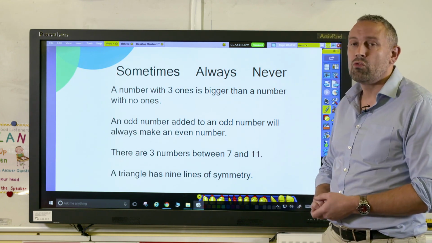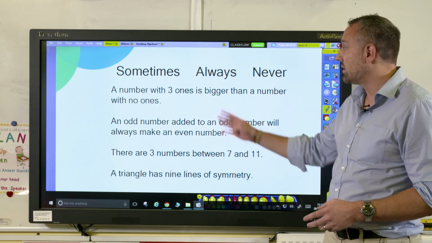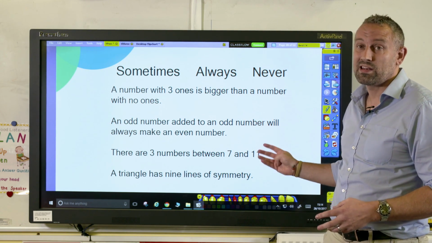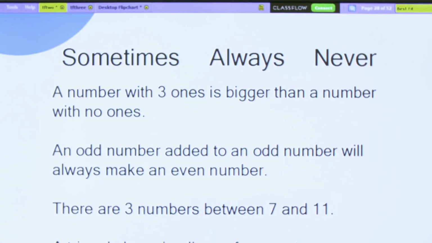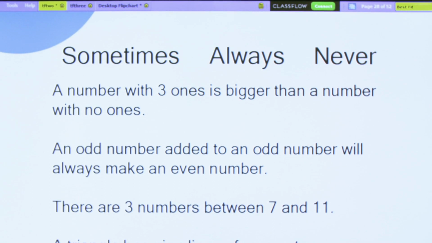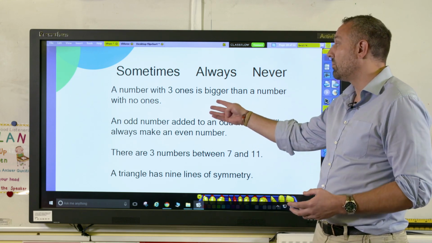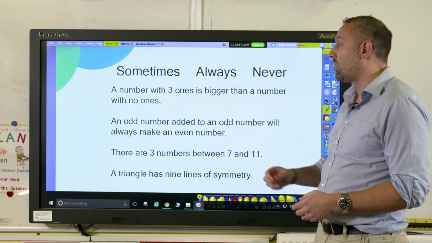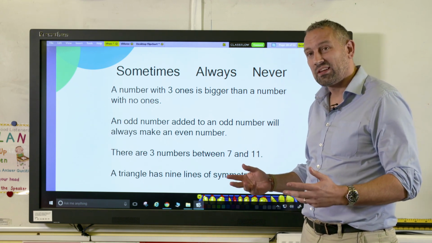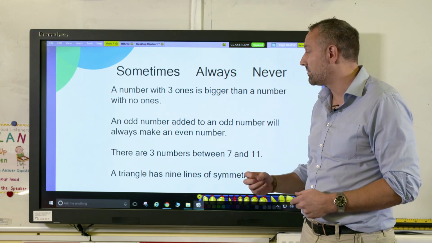This one I think is really good, and you can really push on the children here, including your more able learners. And that's the sometimes, always, never. So here we have four statements. A number with three ones is bigger than a number with no ones. Now at first glance you would say, oh yeah, always. Unless of course the number with three ones might be 3 and the number with no ones might be 10 or 20. It all depends on the context, and that's where the children have got to speak and listen.